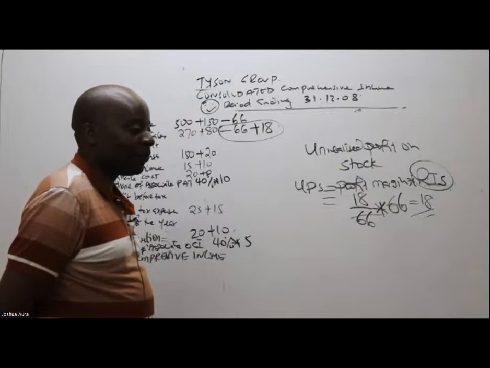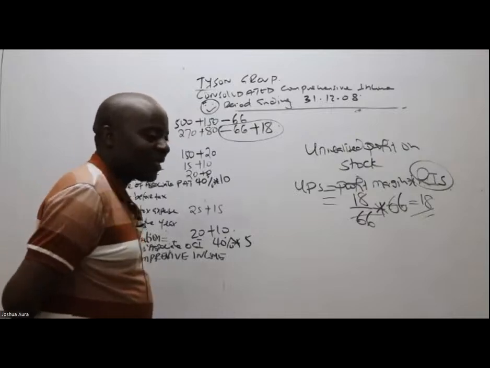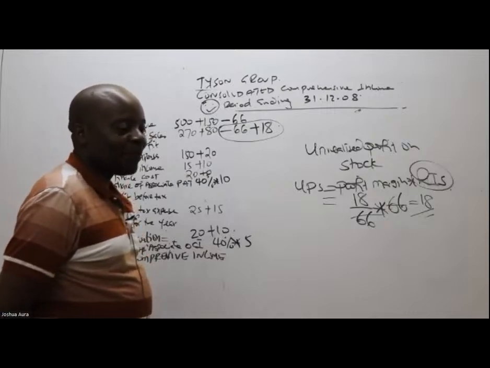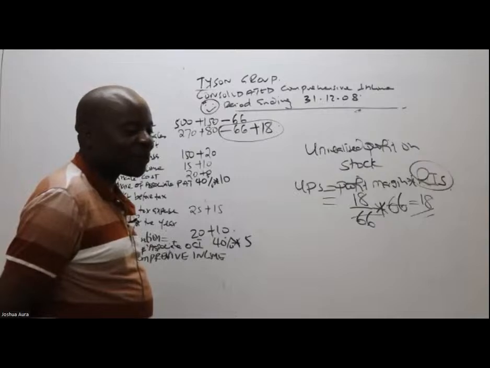Most of them are not talking to me. Impairment loss is an expense. It's a cost. Under expenses, yes. Not share of associate, no.